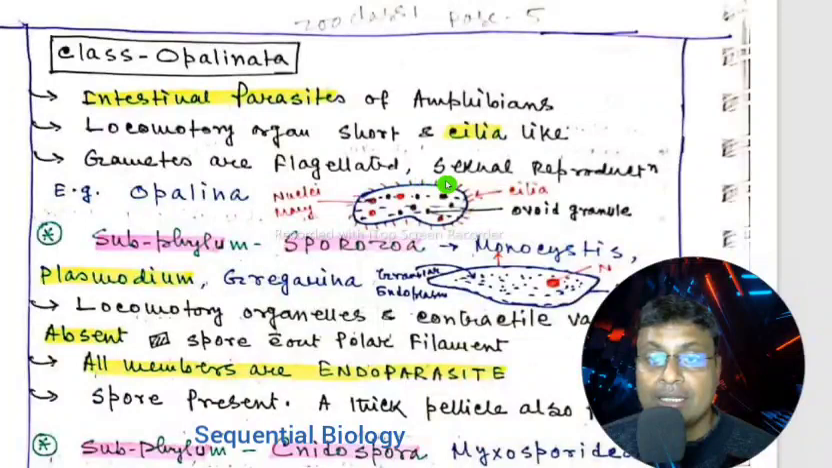You can see this is Opalina, and this Opalina has the locomotory organelle cilia. Their locomotory organelles are short and cilia-like, and the gametes are flagellated and they show the sexual mode of reproduction. Then Opalina is included under class Opalinata, and this Opalinata has cilia-like locomotory organelles, and different types of granular structures can be found, and the nuclei are generally many. This is a single-celled organism, but many nuclei can be found in its body.